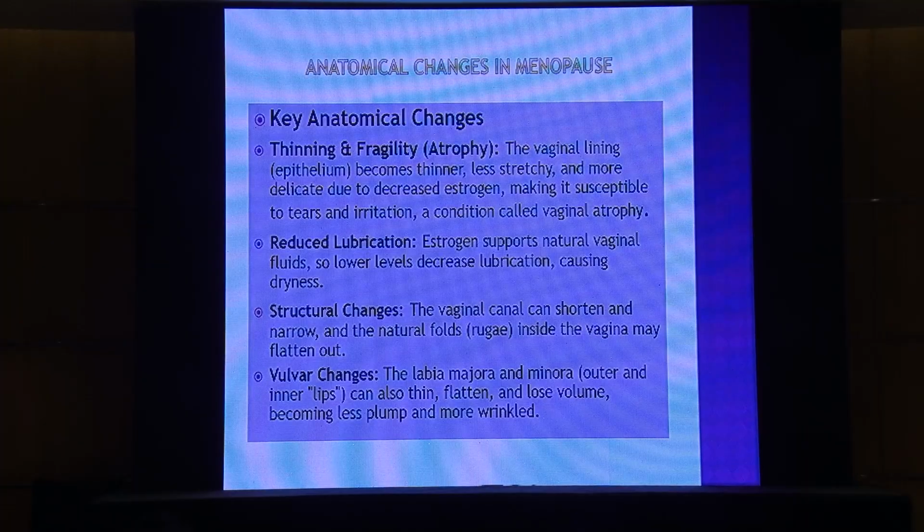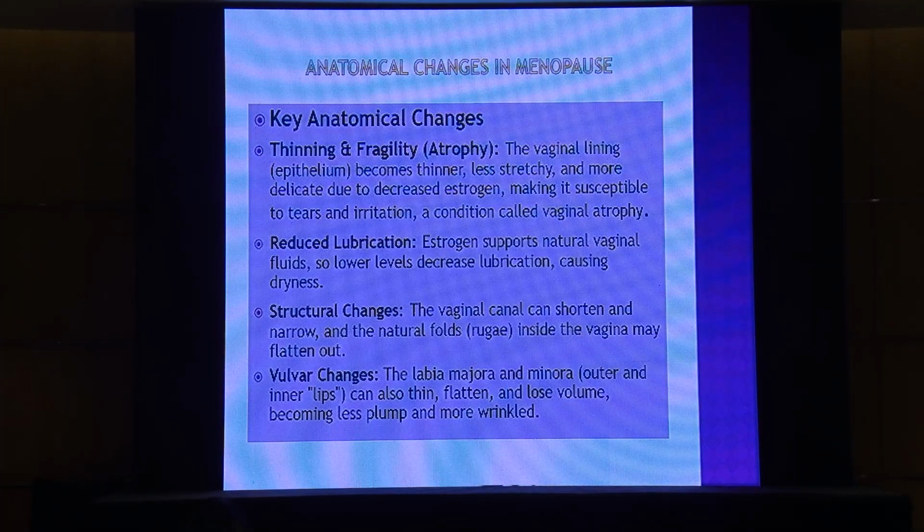Now, what are the anatomical changes and why are we using this functional therapy in menopause? In menopause, the anatomical changes are thinning and fragility of the vaginal epithelium because of lack of estrogen. There is reduced lubrication because of decreased fluids, again influenced by the estrogen lack. There are structural changes. The vaginal canal shortens, and becomes a rigid, narrow pipe. It is always demonstrated with rugosity, and here without rugosity as a rigid pipe. There are also vulvar changes where the labia minora, the outer and inner lining, flatten and sometimes disappear, not only in volume but also in size and shape.